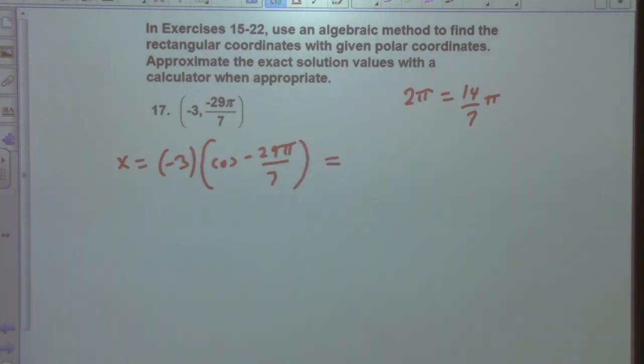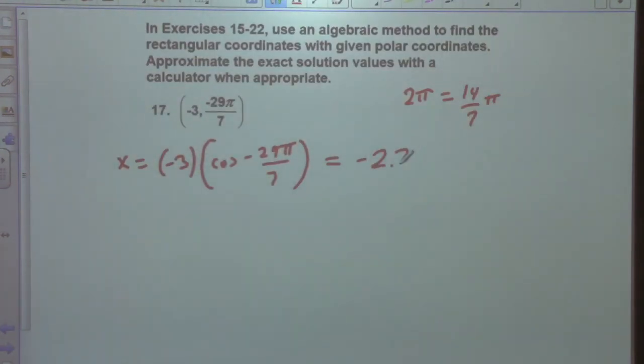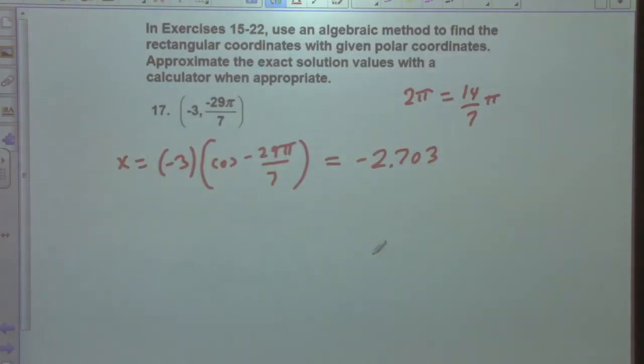And so that's going to be our x-coordinate. So -3 times, well, I got it up here already from 5th period. See that? -2.703. Do you notice what units my calculator's in? Radians, okay? And then sine is going to be 1.302. So that's going to be y equals -3 sine of -29 pi over 7.